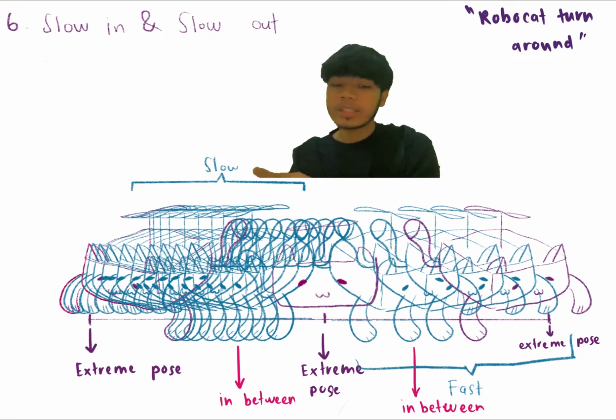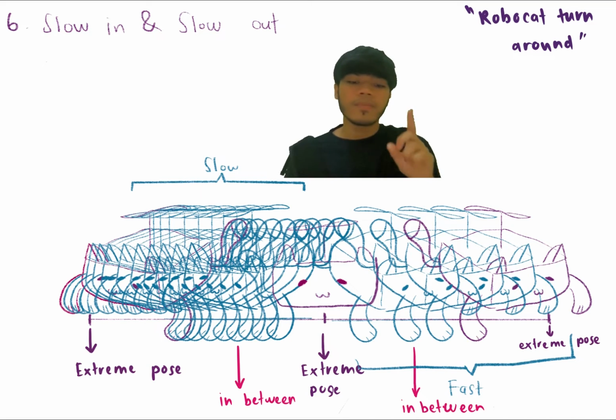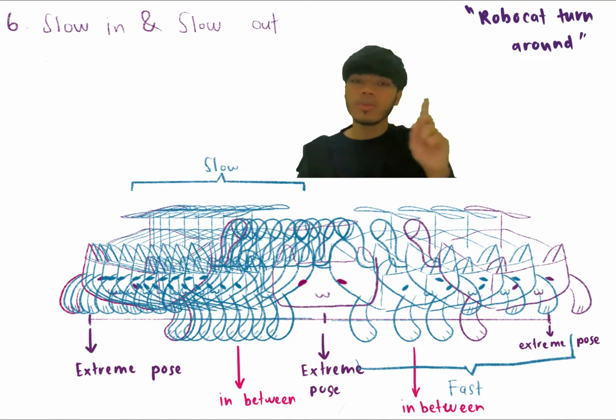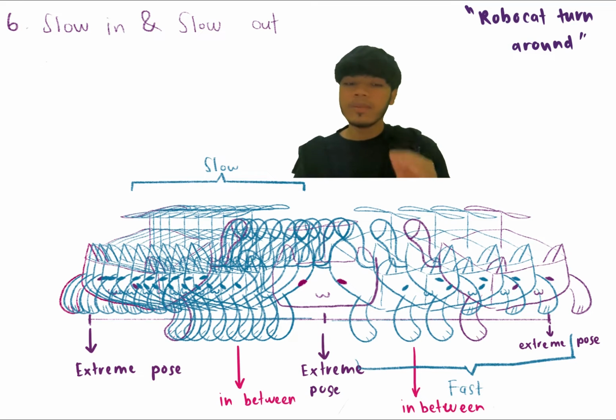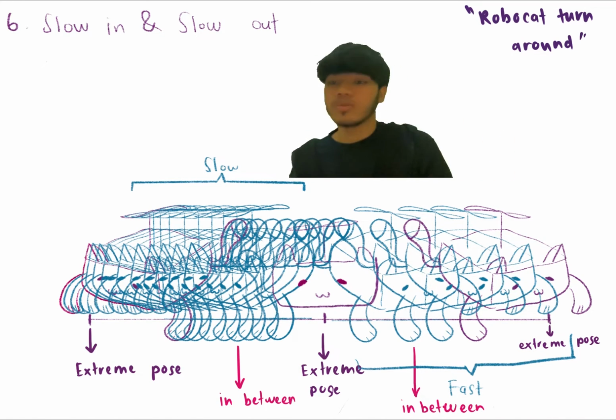So I made the in-between frames from the first extreme pose to the second extreme pose with a lot of frames, with a lot of drawings, as you can see. And between the second extreme pose and the third extreme pose, I made the in-between look fast by giving fewer drawings. Understand? So this is what we call slow in and slow out.